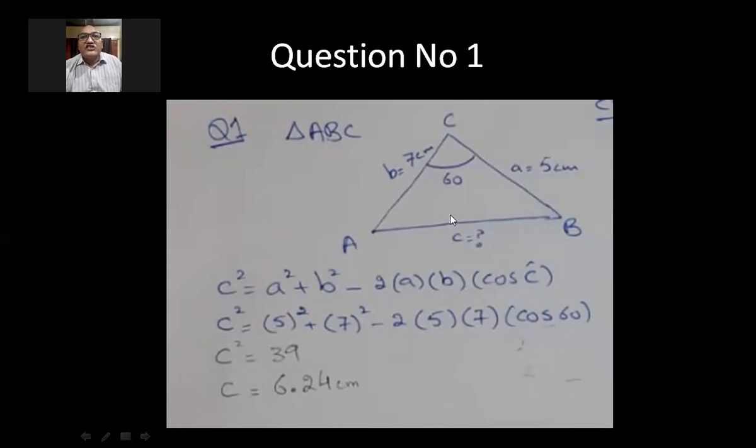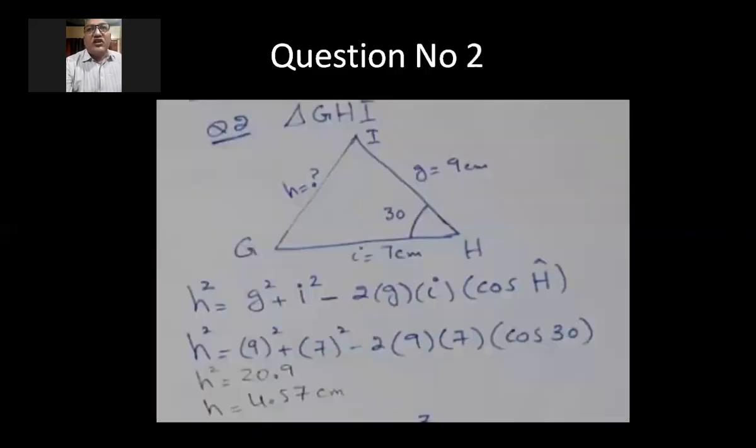It says C square is equal to A square plus B square minus 2AB cos of C. You just substitute the values of A, B, and the angle C. In your calculator, you will enter 5 square plus 7 square minus 2 multiply 5 multiply 7 multiply cos 60 equals to, you get 39. Under root answer equals to, so the value of C will be 6.24. So you have found the unknown side. This is how you do this part.